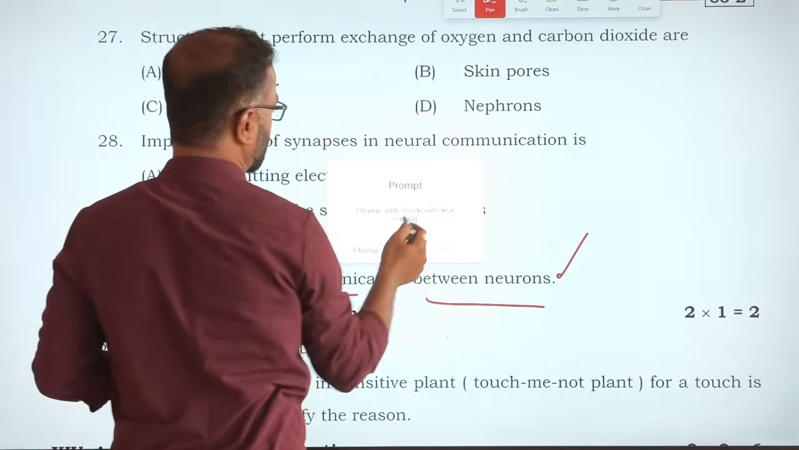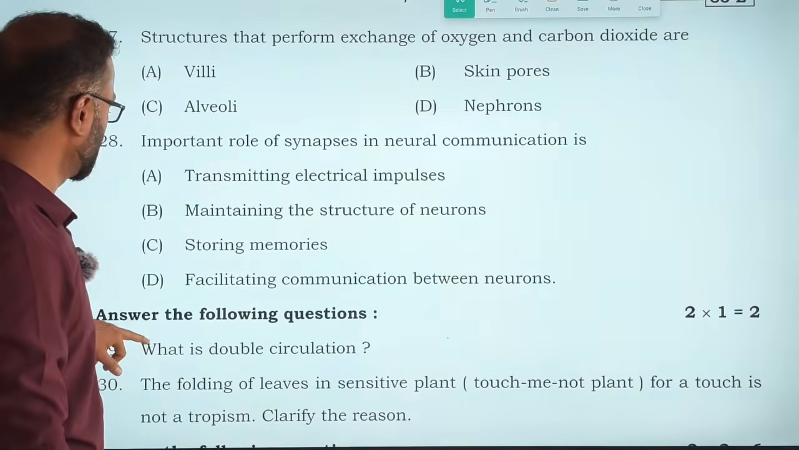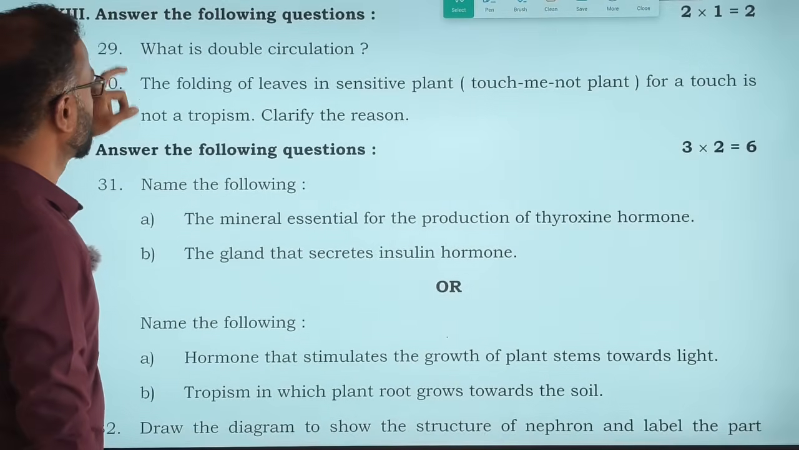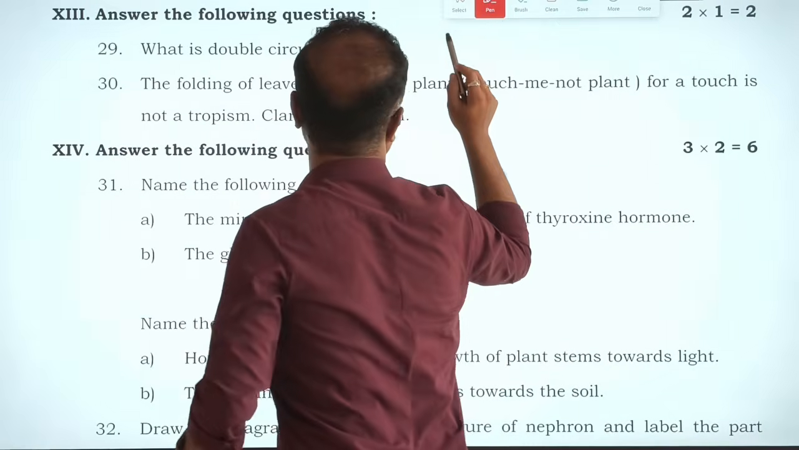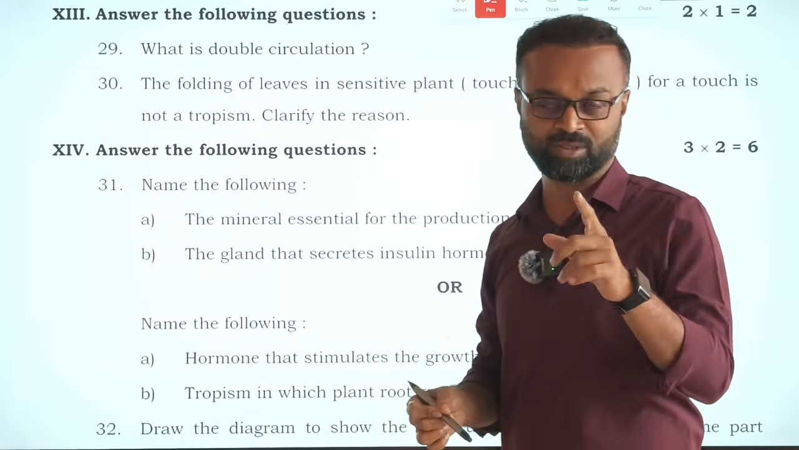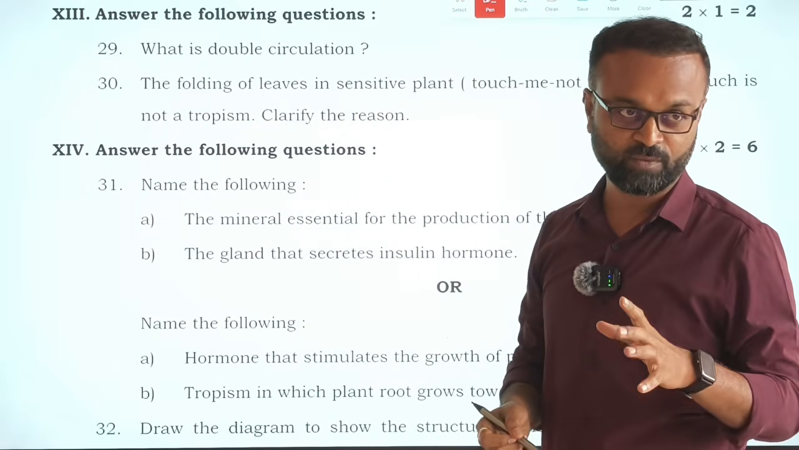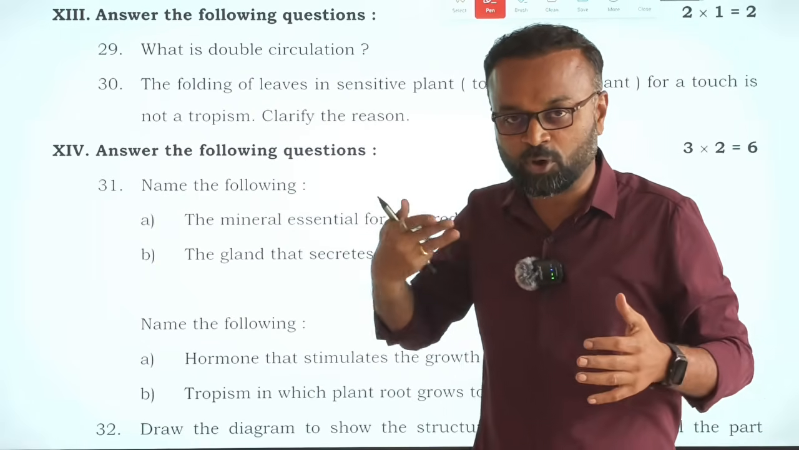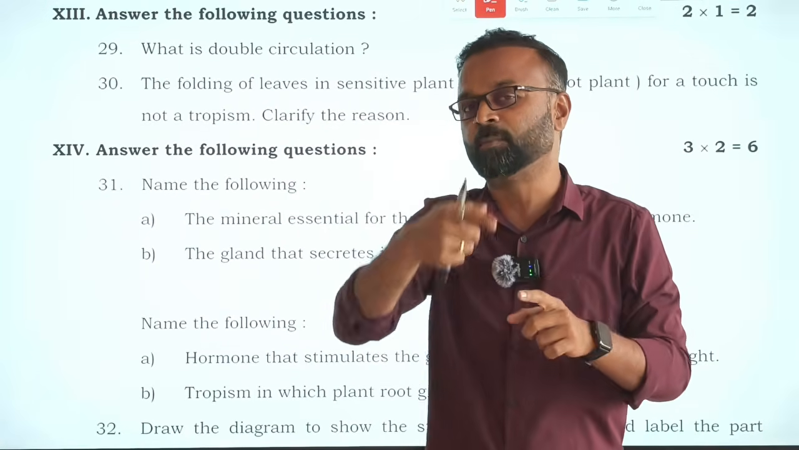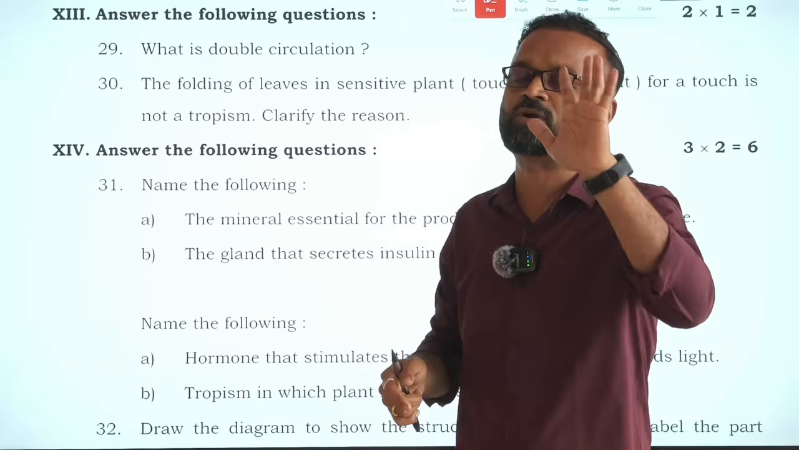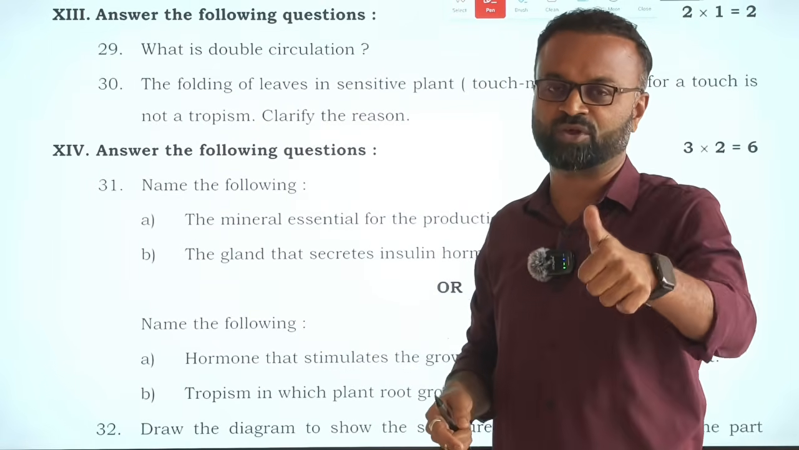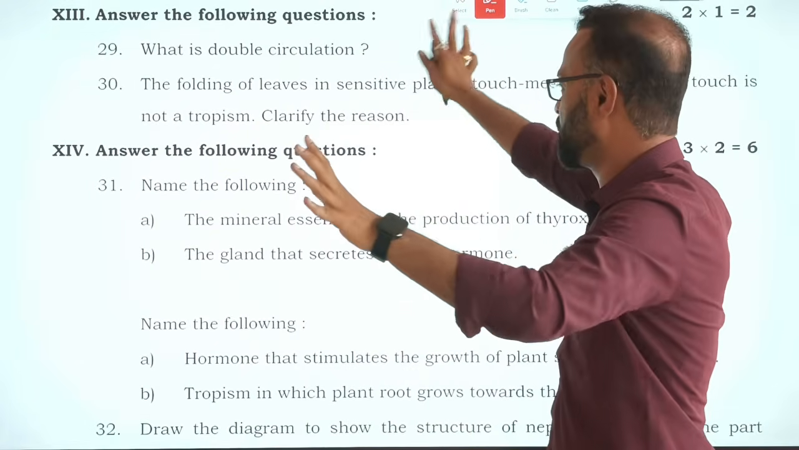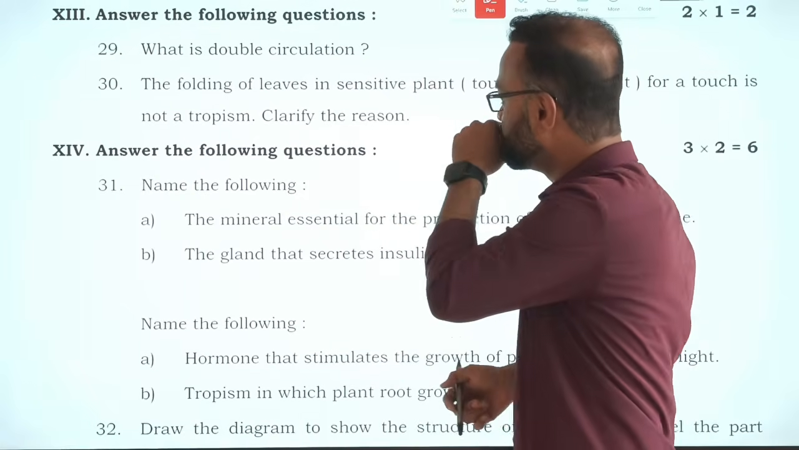Now next one, see here. This is of 2 marks, 2 questions are there. What is double circulation? Very simple. I told you double circulation, definitely they'll ask one question. Yes or no? Did I say? Double circulation. Blood flows across the heart twice to complete each cycle, or one cycle we call double circulation. One is the pulmonary circulation and the systemic circulation. That's it, 1 mark. Nothing to write.